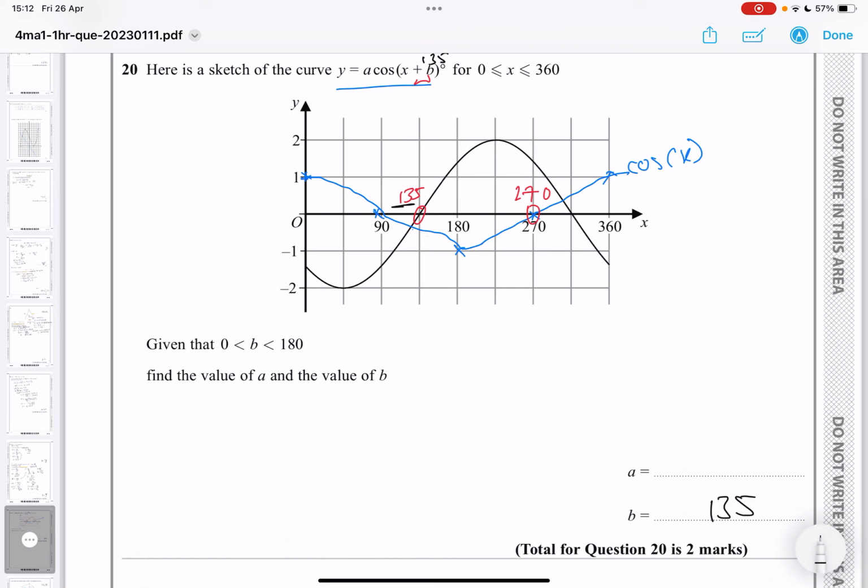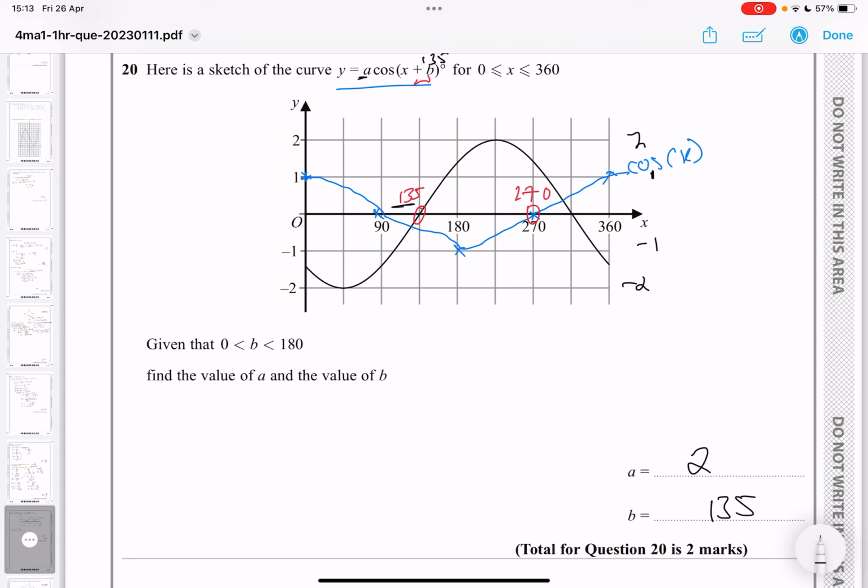And now, if we look at a, what are we multiplying this cos x graph by to get to the black curve? So a is stretching the y-axis, okay? A normal cos x graph has a maximum of 1 and a minimum of minus 1. But this black graph has a maximum of 2 and a minimum of minus 2. So they've stretched the original cos x graph by a scale factor of 2, because it's going from 1 to 2. So a is going to be 2, because if you multiply 1 by 2, it will give you 2. Okay, so a is 2 and b is 135.